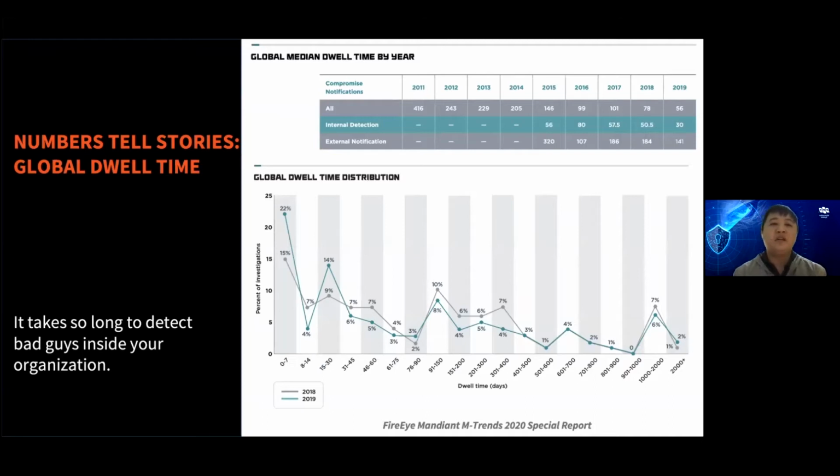I'd like to share the next slide because I always tell my teammates that numbers tell their own stories. Let's take a look at the dwell time: how long does it take to detect an attacker in our organizations? You can see that in 2019, it took almost 30 days to detect someone hacking our system and exfiltrating data out of our organization. So it takes too long to detect the bad guys in our organizations.